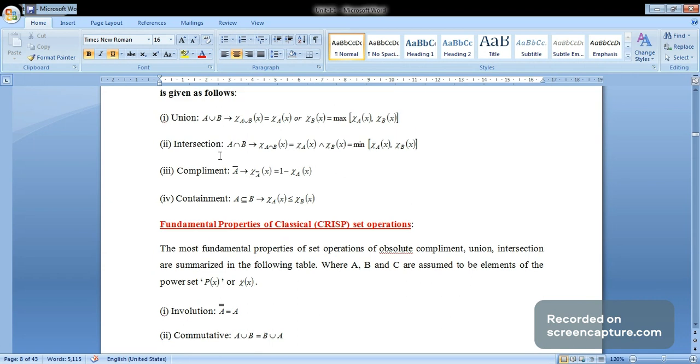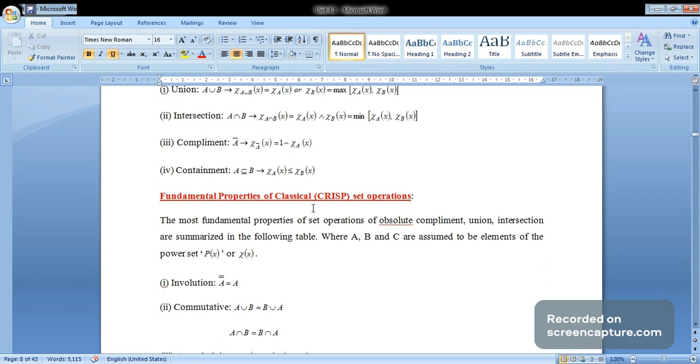Union, intersection, complement, containment. Okay, A union B is XA union B of X, that is XA of X join XB of X, the maximum of XA of X, XB of X. Intersection: A intersection B of X equals XA of X meet XB of X, equal to the minimum of XA of X, XB of X. Another one is complement: A bar of X equals 1 minus XA of X. And another one is containment. A is contained in B means XA of X is less than or equal to XB of X.